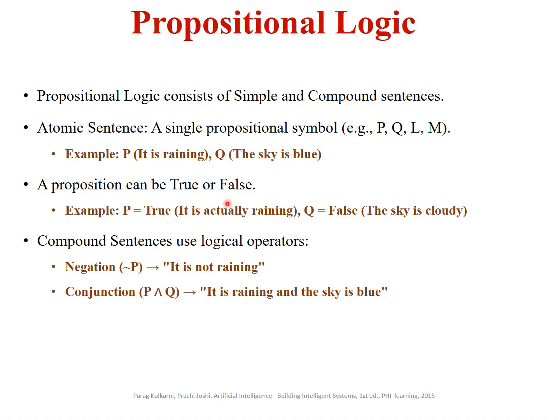A proposition can be true or false. If it is actually raining, P will be true. Here Q is false if the sky is cloudy. If we have compound sentences, we can use logical operators to connect them. If it is not raining, the sentence will be represented as negation P. And if we want to connect the two sentences, we will use conjunction. P conjunction Q will be: it is raining and the sky is blue. So this is how it is represented.